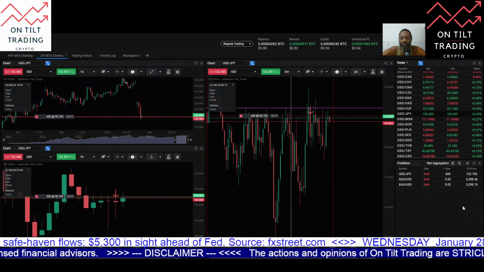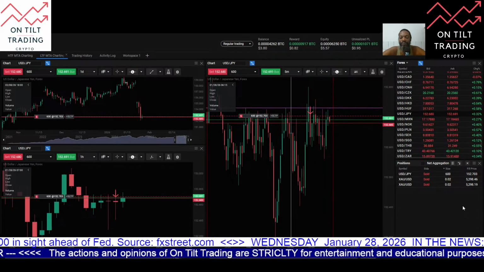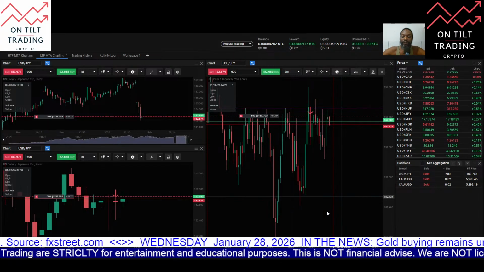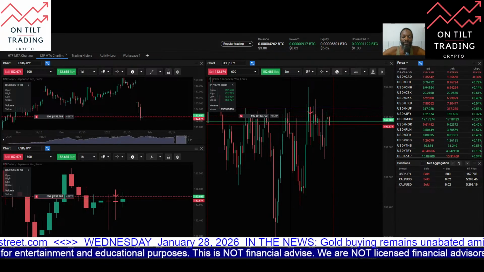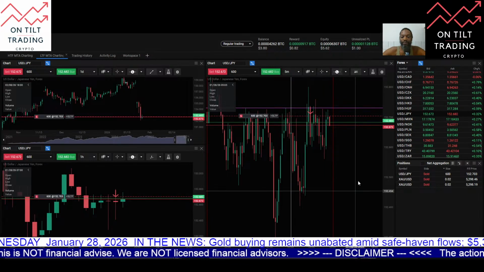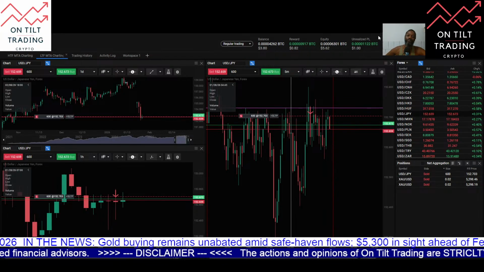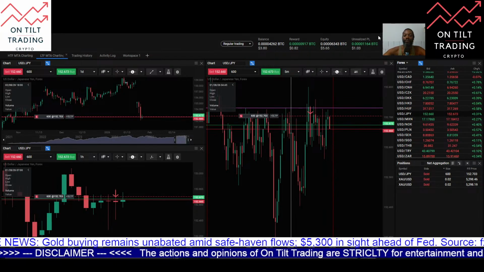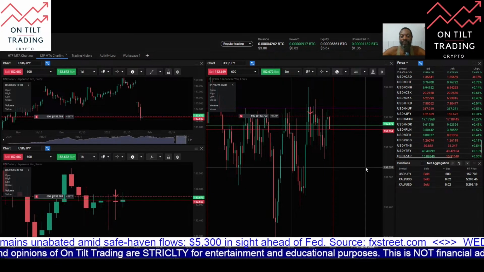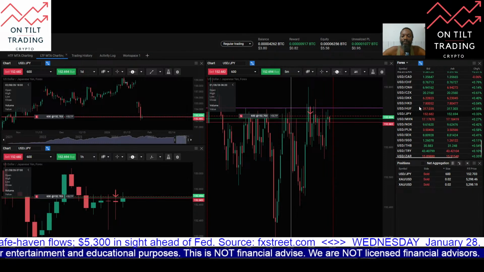Less than 10 minutes remaining in the current kill zone here for the London session. Seeing a return to sell side delivery here. We'll see if this return to sell side has any sustainability, as there's a new 5-minute low here in USD JPY.